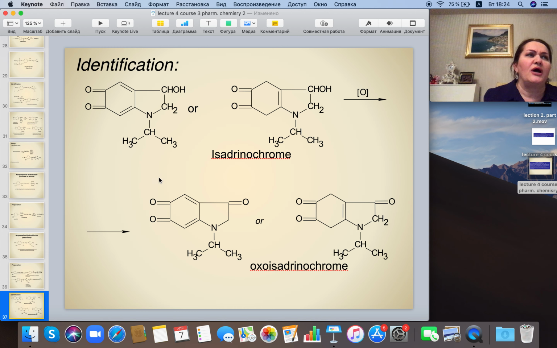Ephedrine also gives a reaction as epinephrine and norepinephrine do, with iodine in a buffer solution in the presence of sodium thiosulfate, forming ephedrine chrome, or oxyephedrinochrome. This reaction is carried out as for adrenaline, epinephrine, at pH 3.4 and pH 6.5.